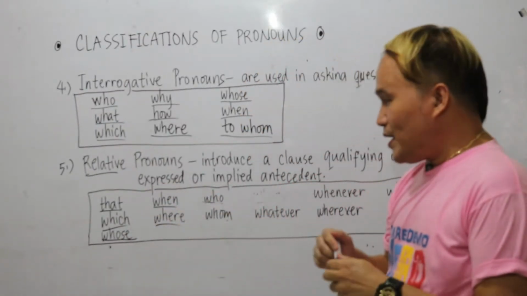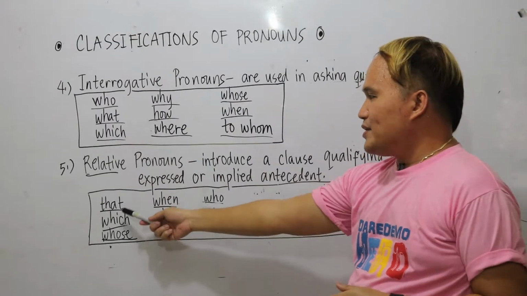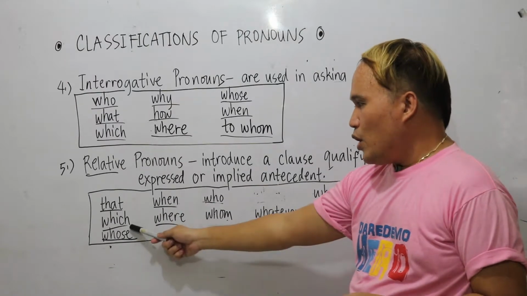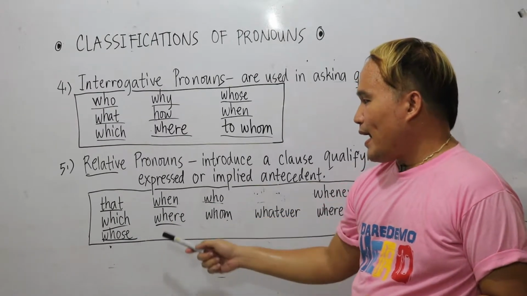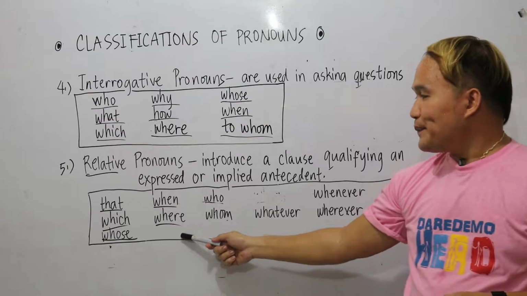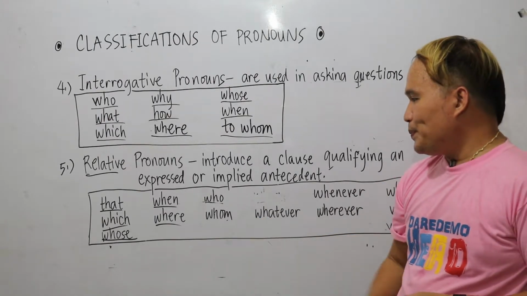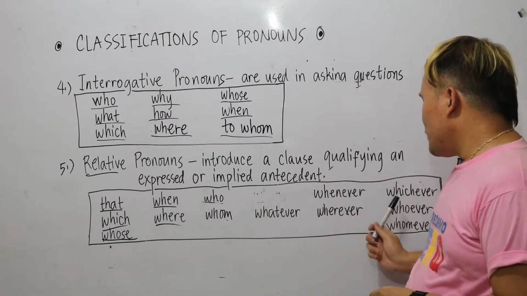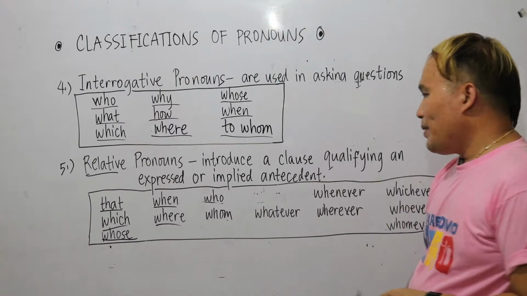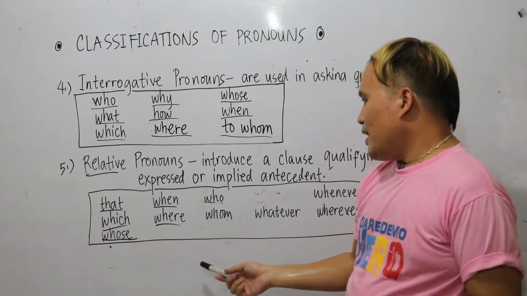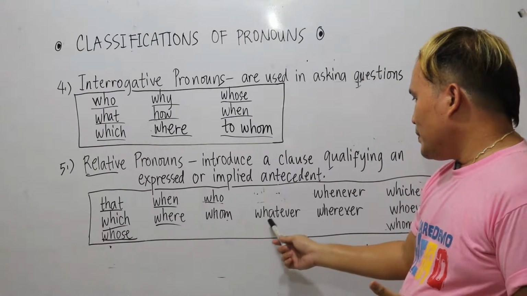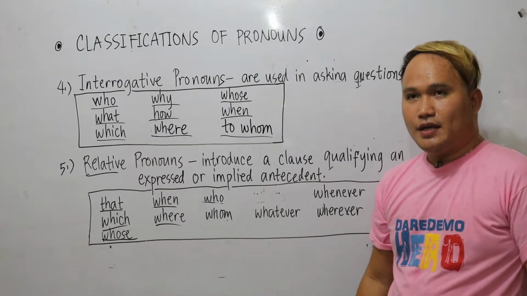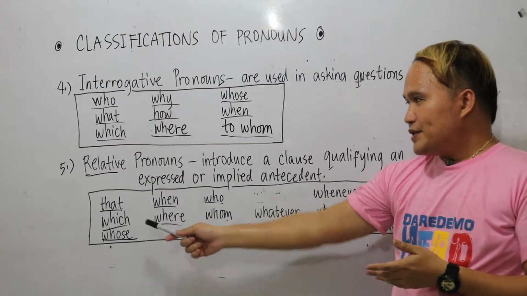Before we go to a sample sentence, let's first read the relative pronouns inside the box: that, which, whose, when, where, who, whom, whatever, whenever, wherever, whichever, whoever, whomever. As you notice, there are words like whatever. These are examples of compound relative pronouns. Later on we will tackle that one.